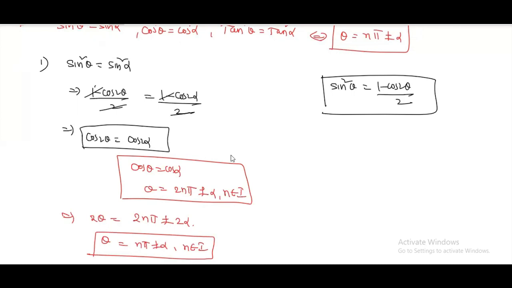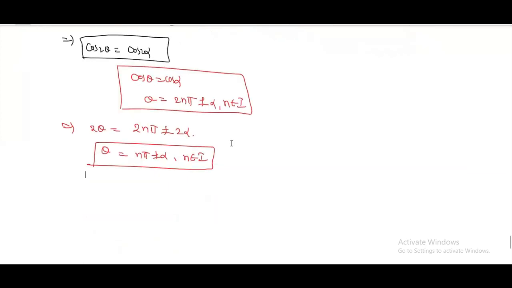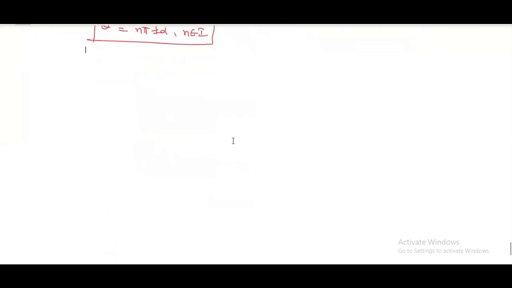So this is the way we will get theta is equal to n pi plus or minus alpha for sin square theta is equal to sin square alpha. Next we will see cos square theta is equal to cos square alpha. For this, how will we get theta is equal to n pi plus or minus alpha?